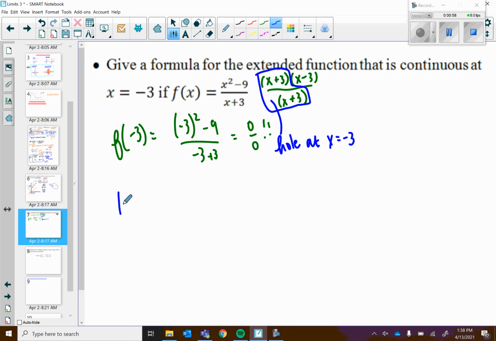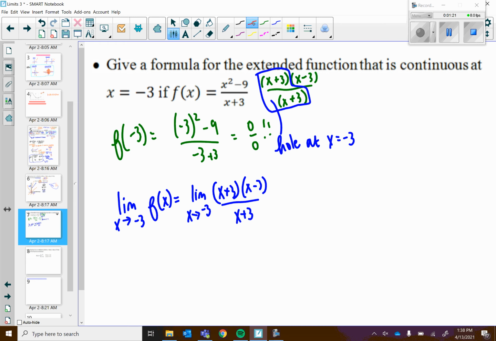Well, I'm going to find the limit as x approaches -3 of this function. So we had (x plus 3)(x minus 3) over (x plus 3). I already know that if I plug it in, I'm going to get 0 over 0, so I will just automatically jump to that step of crossing off these shared factors. And so I'm left with -3 minus 3, or -6.